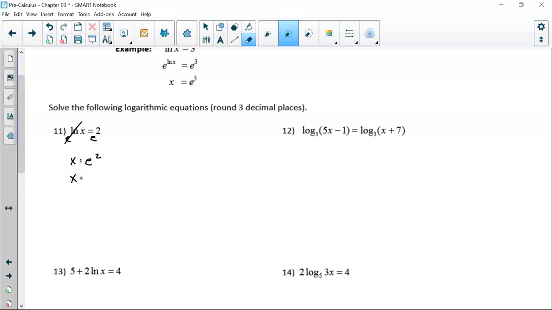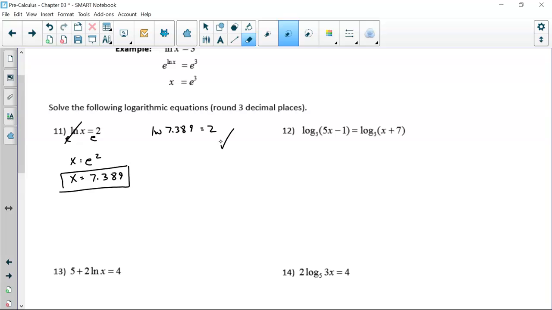So x is approximately equal to 7.389. Just going to do a quick check. The natural log of 7.389 equals 2. You're going to get a very close number of 2 equals 2. Not exactly 2, but very, very close.